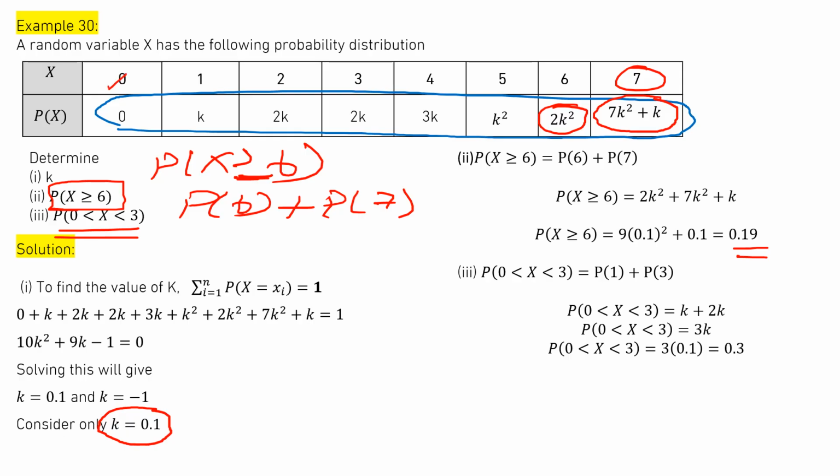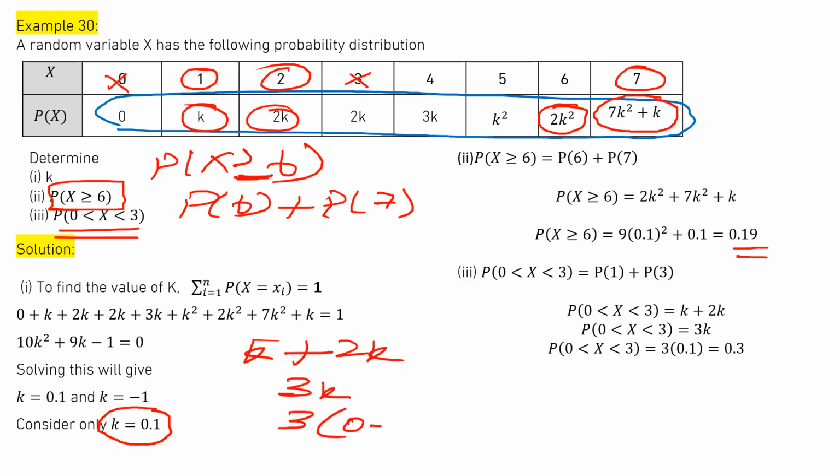Next one, probability of 0 less than x less than 3. So don't take 0, don't take 3. What is the remaining value? 1 and 2. For 1 we have k, plus for 2 we have 2k. So 2k plus k will give you 3k. So that is 3 times the k value 0.1, which will give you 0.3.